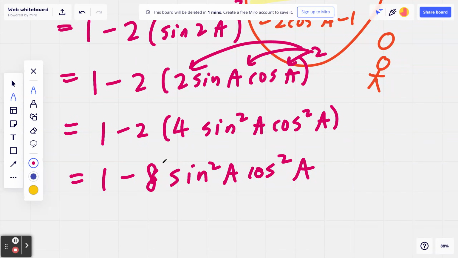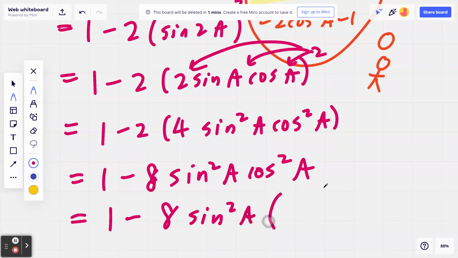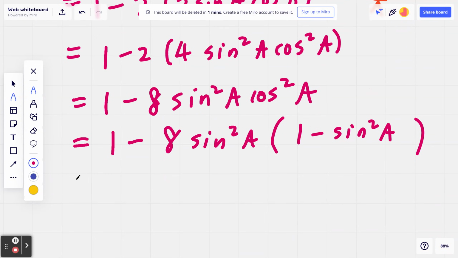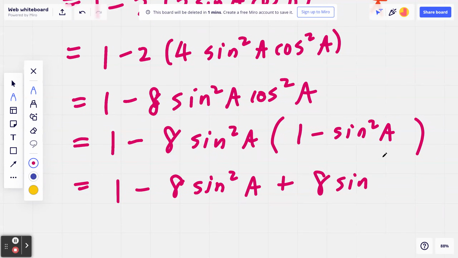Again, we're not done. Our goal is to express this only in terms of sine A. So we copy 1 minus 8 sine square A. And if you think about cos square A, this is 1 minus sine square A. And if we expand this, it is going to be 1 minus 8 sine square A plus 8 times sine square A times sine square A, which is sine A to the power of 4.